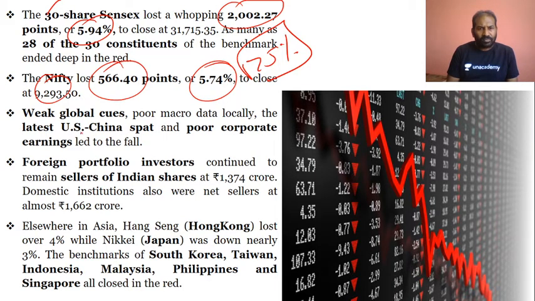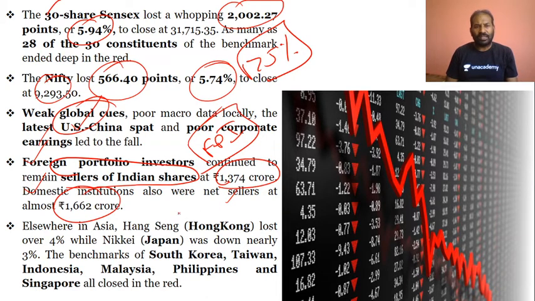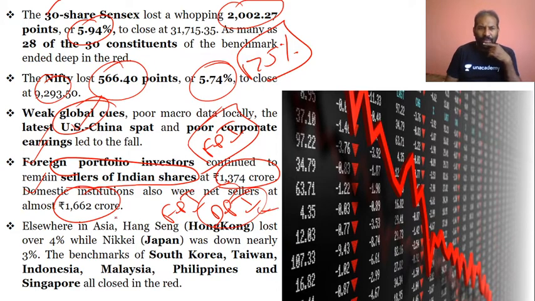And we have seen, because of the US-China spat and poor corporate earnings, that global cues have come down. Along with that, the foreign portfolio investors are selling off Indian shares. This is very important. They have sold up to 1,375 crores. The FPIs, the foreign portfolio investors, have been on a selling spree, and domestic institutions were also net sellers at 1,662 crores. So it is not only FPIs; domestic institutions, who usually buy, are also selling.